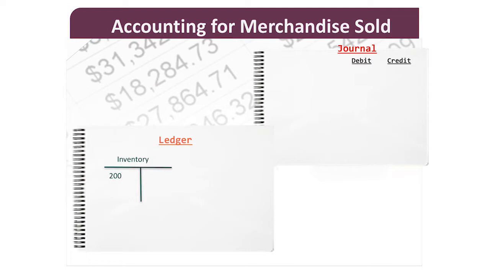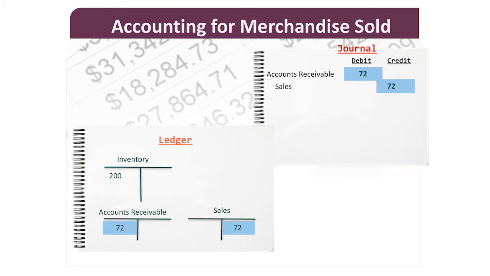First, let's look at the debit and credit to record the sale. To show the sale, you need to increase the asset accounts receivable to show that the customer owes you $72. $18 times the 4 shirts. This is a debit to accounts receivable and a credit to the revenue account sales. The journal entry is then posted to the ledger accounts.